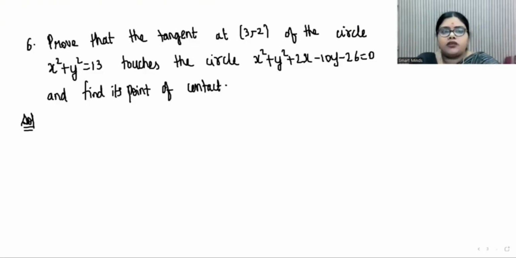Take the next question. Here, the fifth question is almost the same as the fourth one. So that is the reason I am not doing it, and I am moving on to the sixth question. Prove that the tangent at (3, minus 2) of the circle x square plus y square is equal to 13 touches the circle x square plus y square plus 2x minus 10y minus 26 is equal to 0 and find its point of contact.